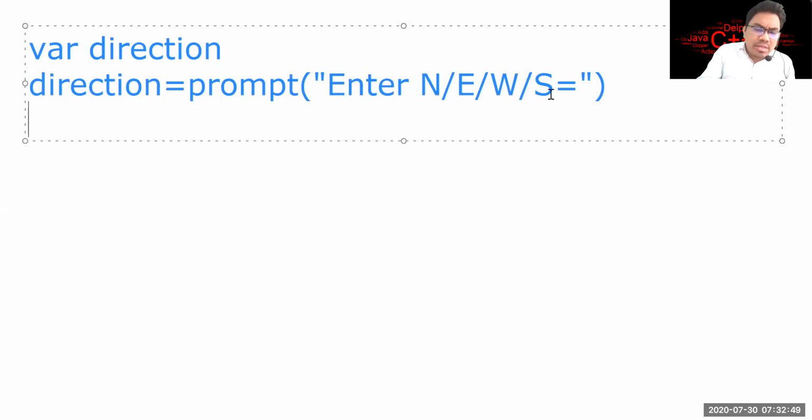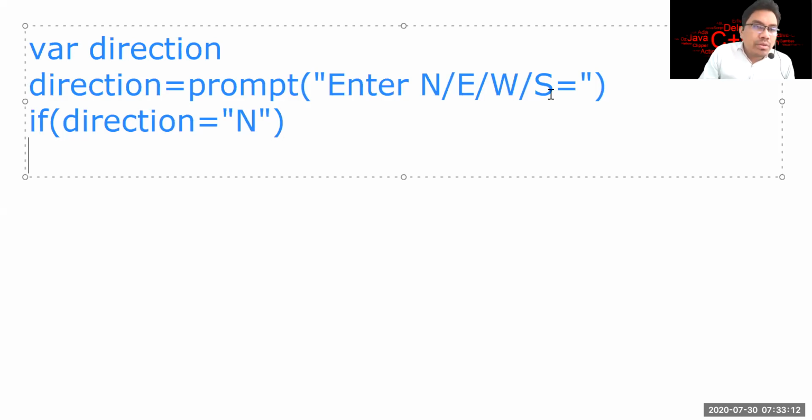After that, there will be some condition. Okay, if direction is equal to n, then what will be displayed? A equal to not. A equal to not. Okay, after that semicolon is given.